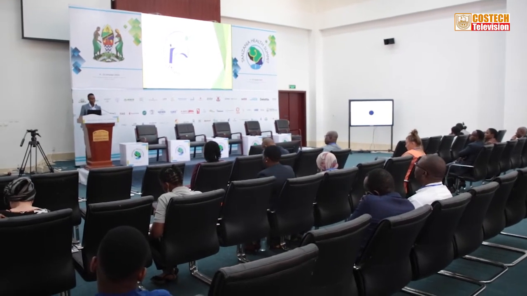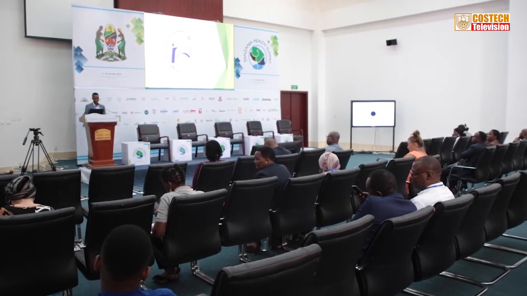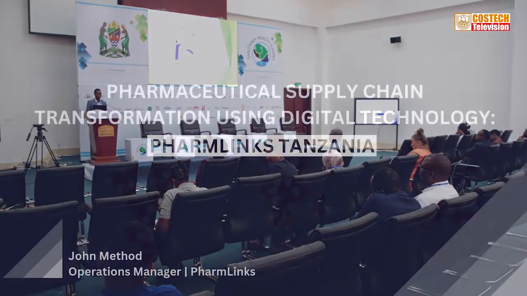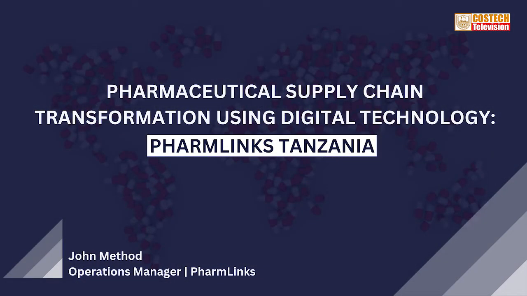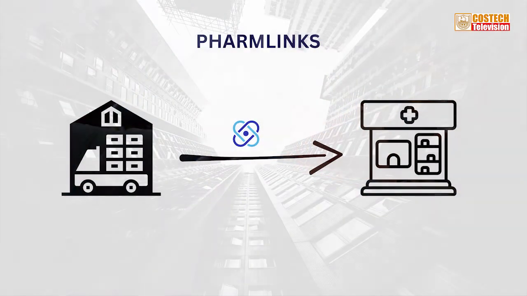So because of these challenges facing the pharmaceutical supply chain, we came up with Pharmlinks. Pharmlinks is a digital innovative health platform that seeks to improve the health of the Tanzanian community by ensuring the supply of quality medications from the suppliers to the retailers. So in this complicated pharmaceutical supply chain, we chose to link and facilitate the movement of medicines from the suppliers to the retailers. And this is us, Pharmlinks.